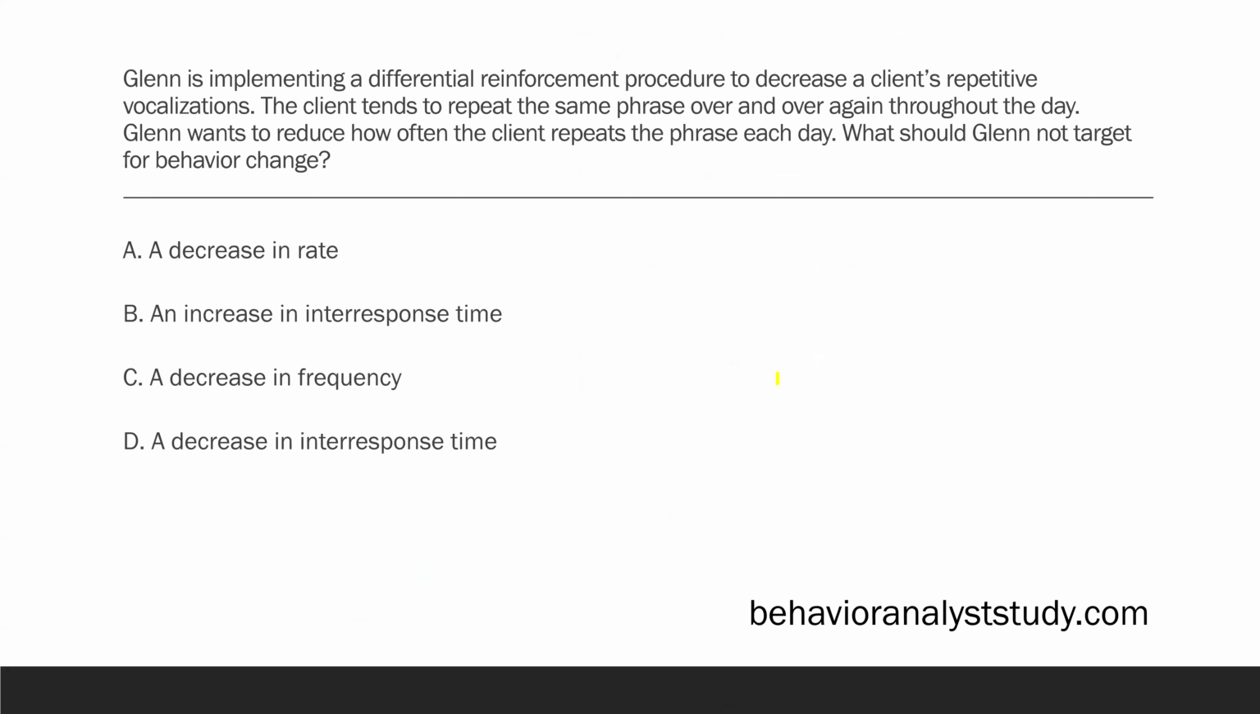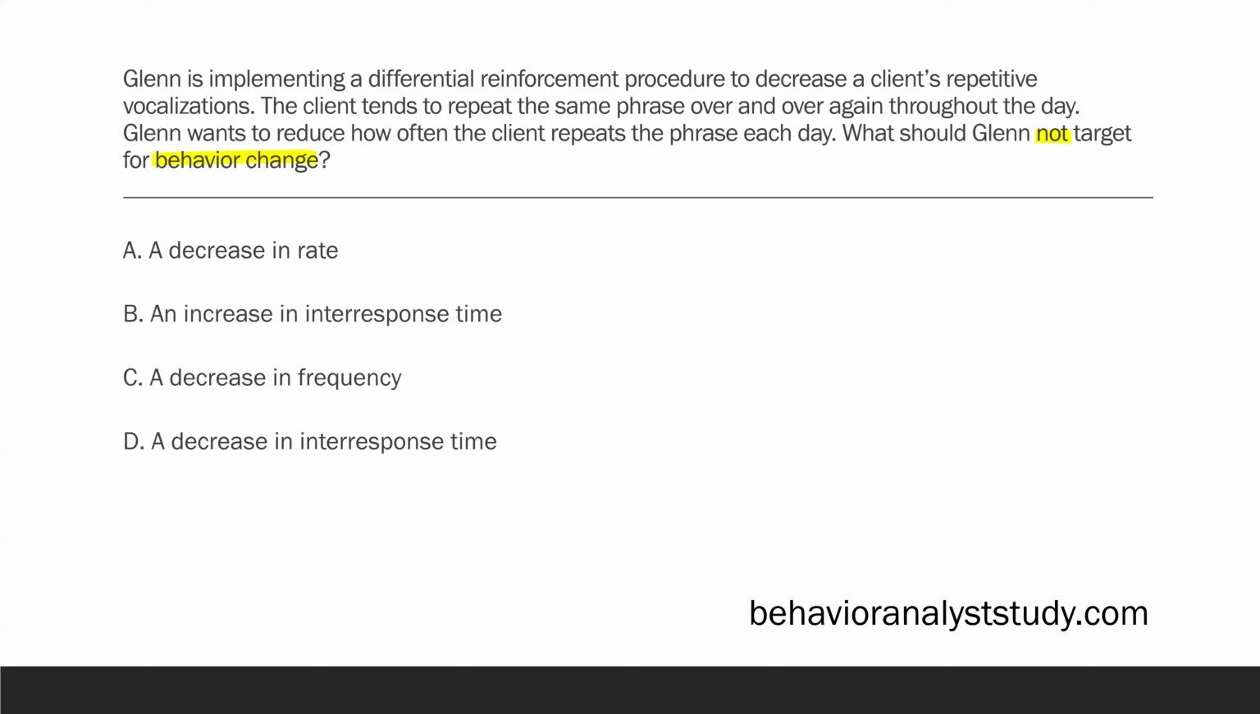Glenn is implementing a differential reinforcement procedure to decrease a client's repetitive vocalizations. The client tends to repeat the same phrase over and over again throughout the day. Glenn wants to reduce how often the client repeats the phrase each day. What should Glenn not target for behavior change? So we're looking at a behavior change question, and the key word here is going to be not. We're trying to figure out what Glenn shouldn't target to achieve his goal.